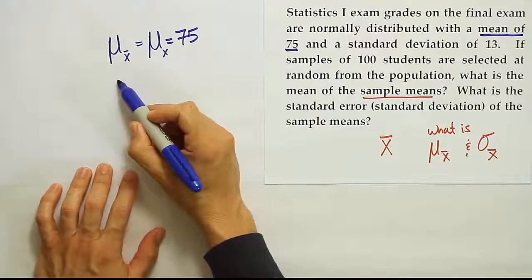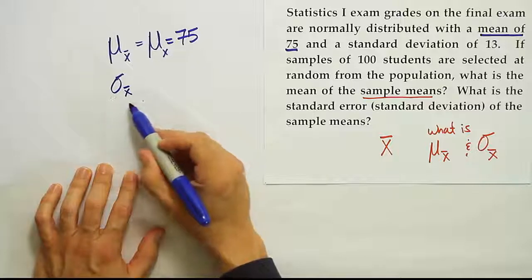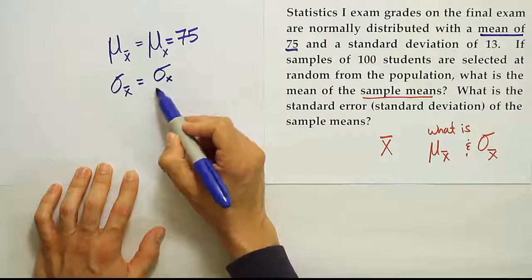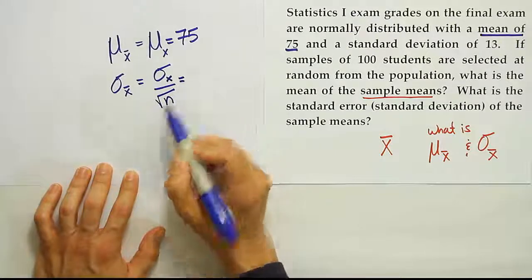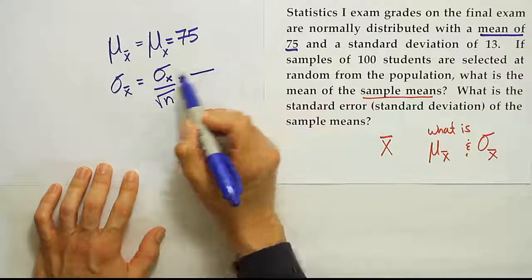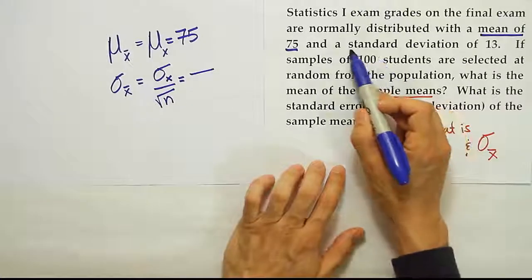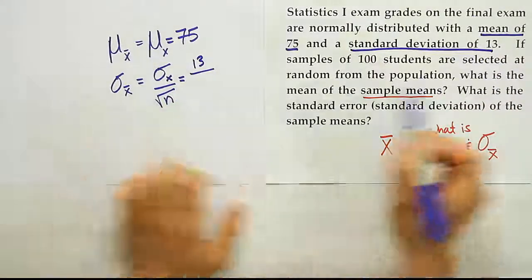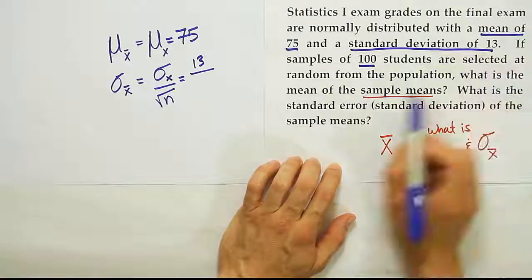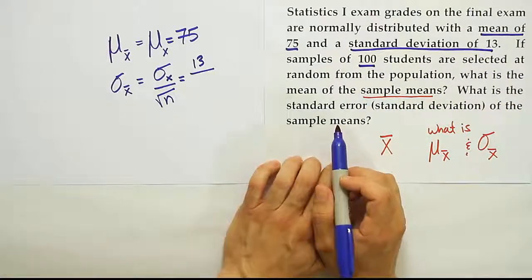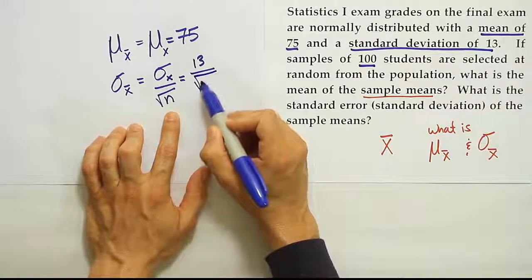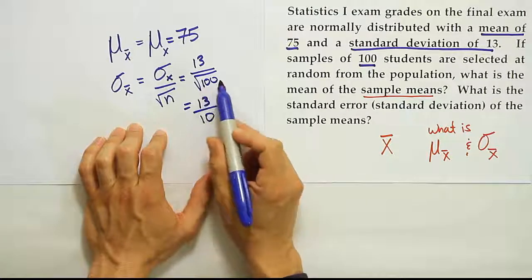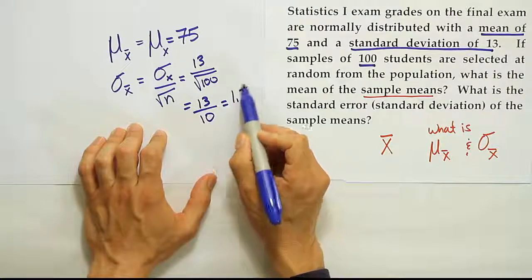We don't have to do anything special to solve this part of the problem. For the other part, the standard deviation of x bar, or the standard error for x bar, that's going to be equal to the original standard deviation for x divided by the square root of n. It tells us the standard deviation is 13, so we'll put 13 there. And then they say to divide by the square root of n. So it says here, if samples of 100 students are selected, then n for us would be 100, so the square root of 100. So of course, that'll be 13 divided by 10. The square root of 100 is 10. And then that'll end up being 1.3 if you work that out.